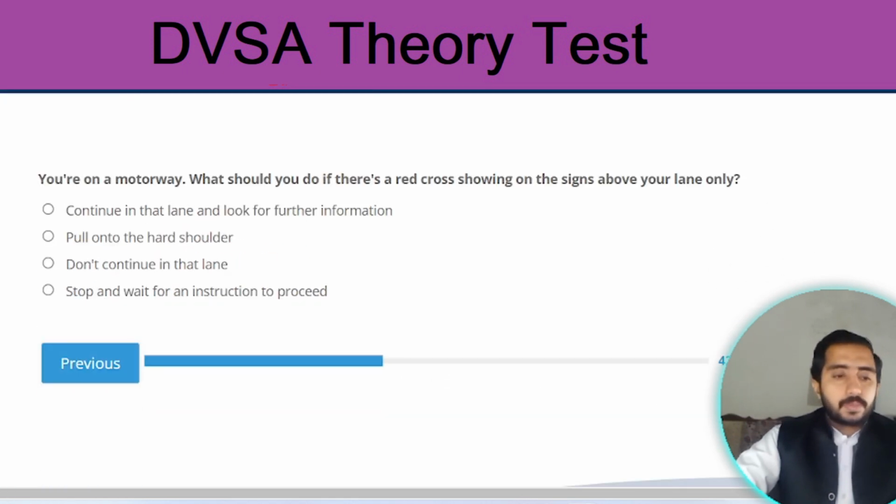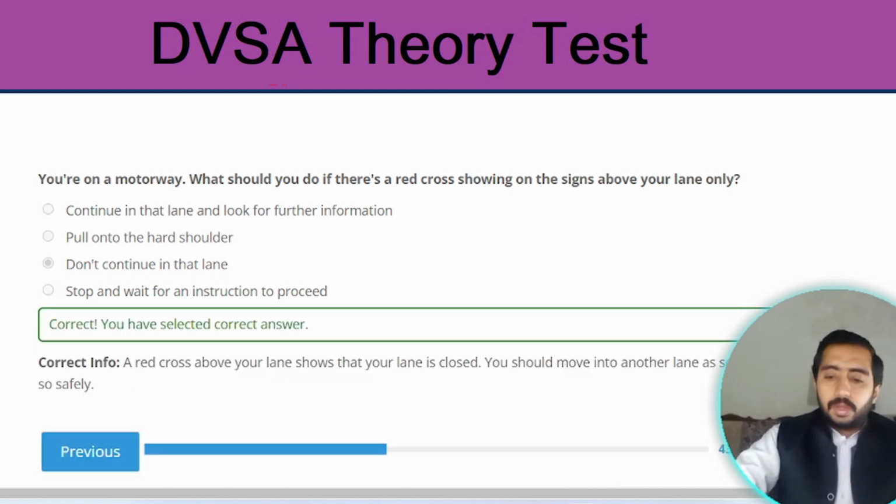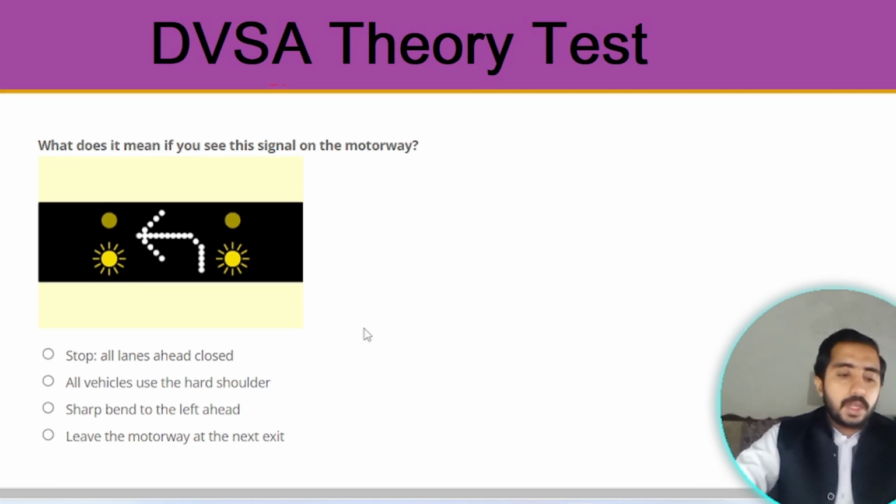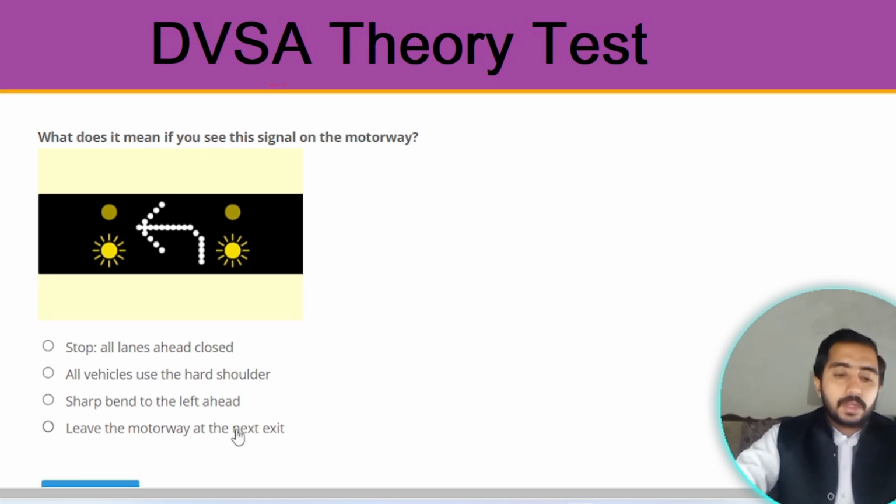Next one. You are on a motorway. What should you do if there is a red cross showing on the sign above your lane only? In this situation, what do you need to do? You need to not continue in that lane. Option C is the correct one. Next, what does it mean if you see this signal on a motorway? It means leave the motorway at the next exit.